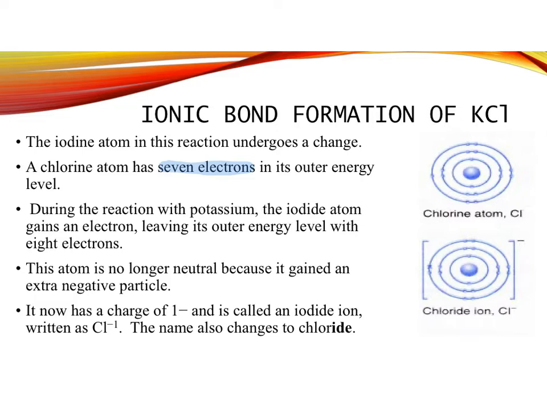So it's going to actually gain that electron from the potassium, and it will give its outer level 8 electrons. This atom's no longer neutral because it gained a negative particle. It has a charge of 1 minus, and we put a little 1 minus over there. We also changed the name to chloride, but I'll be doing a whole lot more about naming in the next video in this series. And so right here, we can see we put that negative charge. The Cl becomes a Cl minus. Chlorine becomes chloride. Again, we'll deal more with the naming at a different time.